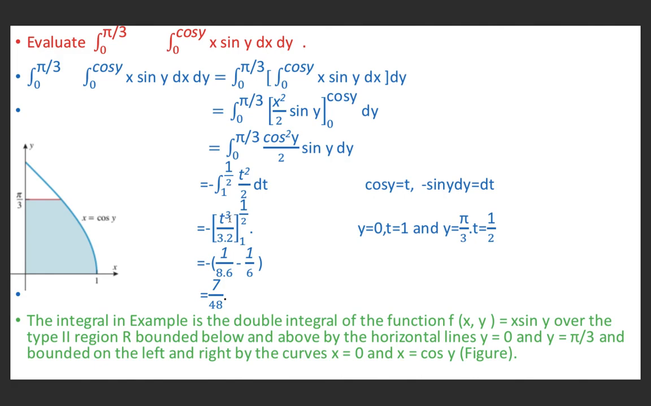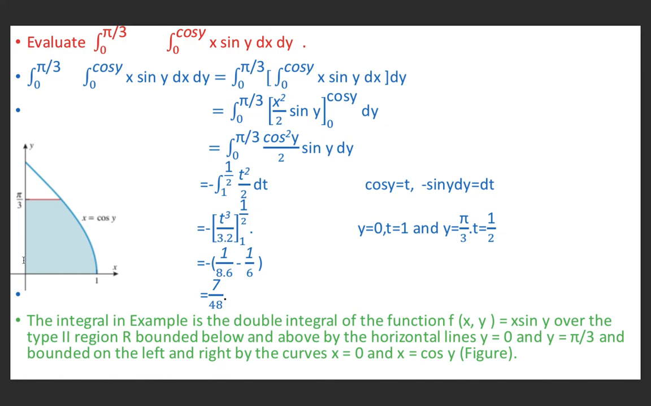So it is 1 by 2, 1 by 2 cube is 1 upon 8. So 3 into 2 is 6, minus the lower limit 1 upon 6. So it is 1 upon 48 minus 1 upon 6. So it will be minus 7 upon 48. Outside we have minus sign. So it is 7 upon 48.